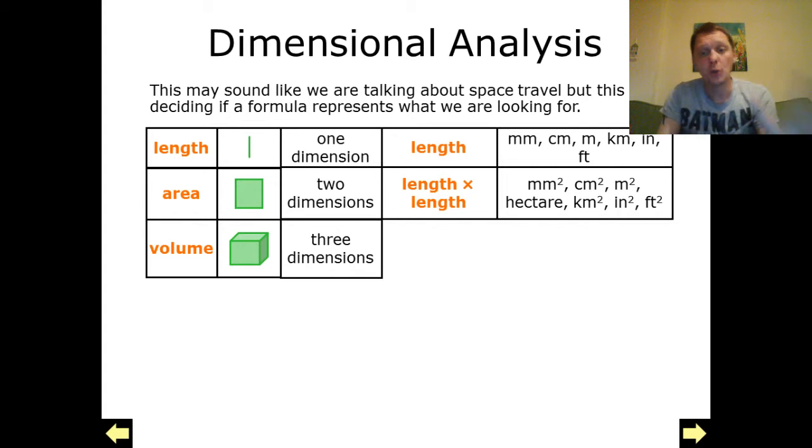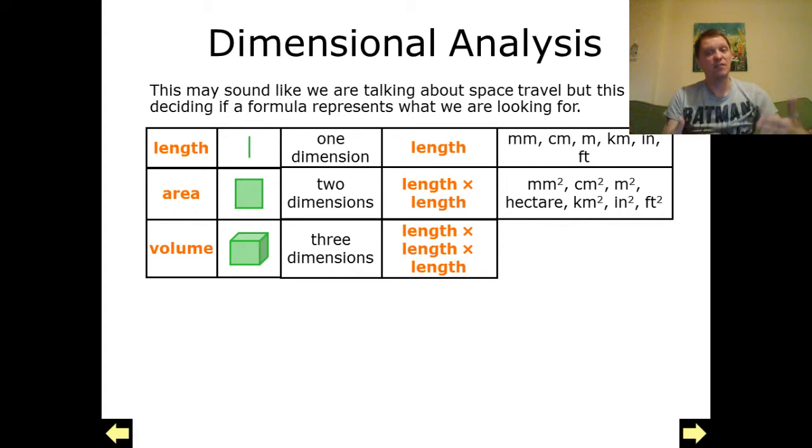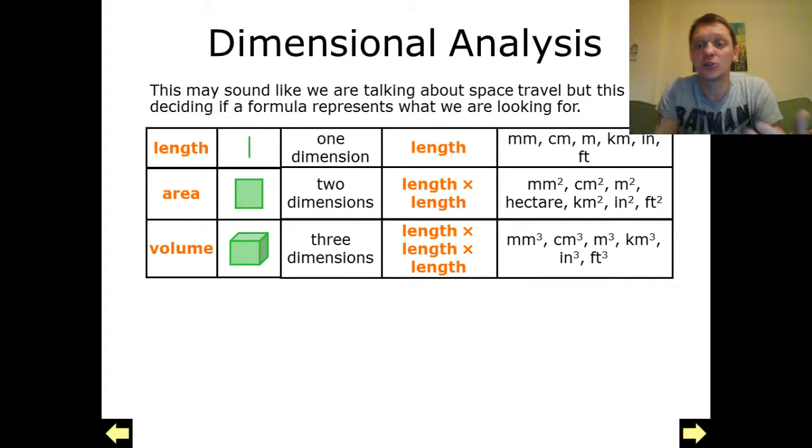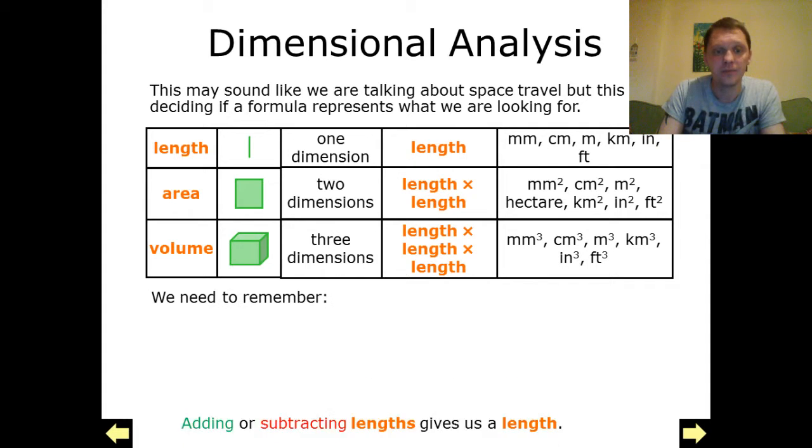When we're talking about volume, we're talking about three dimensions. So a length times a length times a length. So we could be talking about millimeters cubed, centimeters cubed, meters cubed, kilometers cubed, inches cubed, feet cubed.